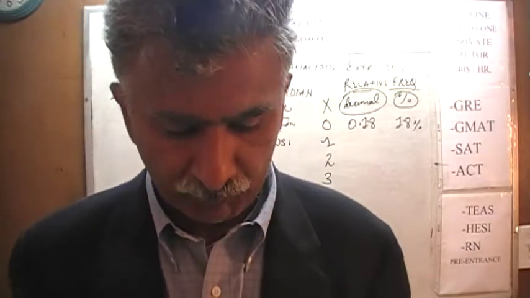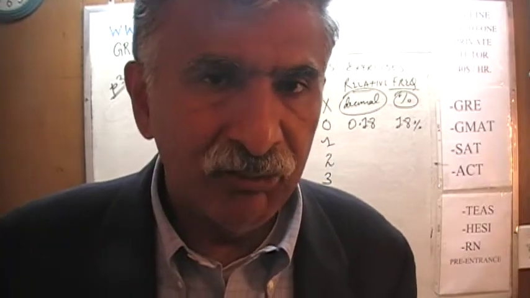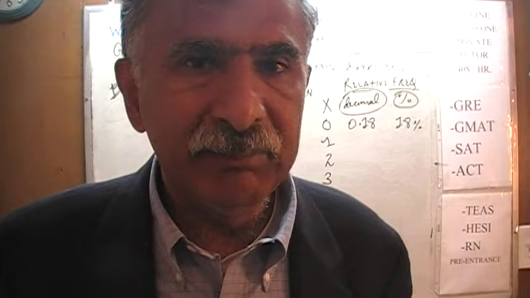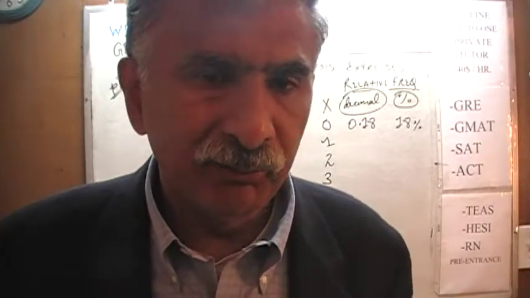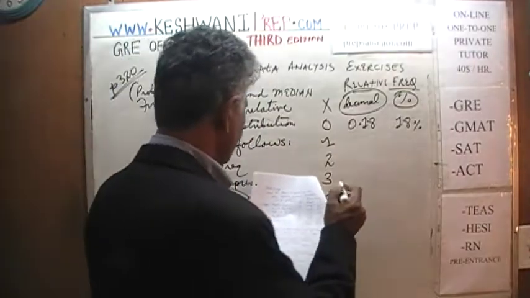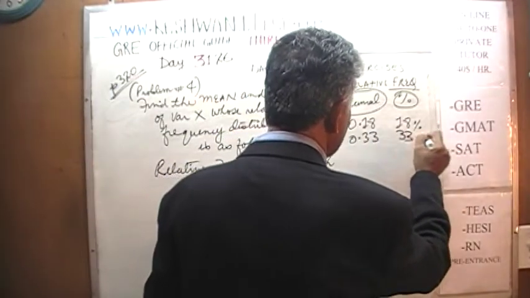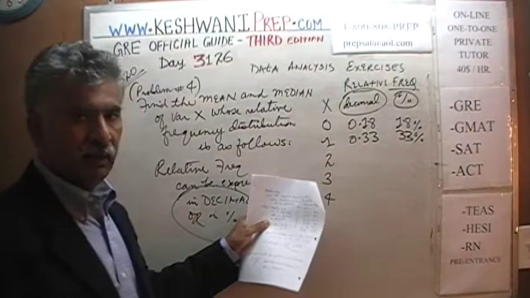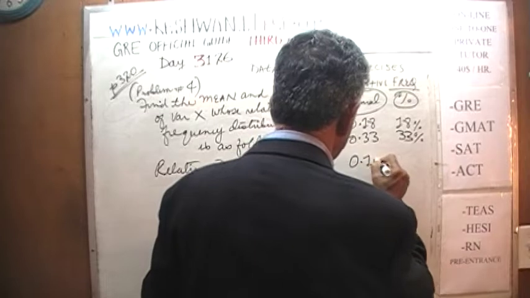It's not the absolute frequency. It doesn't tell you how many times something happened. It tells you how often it happened. It happened 18% of the time. 18% of the time, the variable x took on the value of 0. They go on to tell us that 33% of the time, variable x took a value of 1. 10% of the time, it had a value of 2.